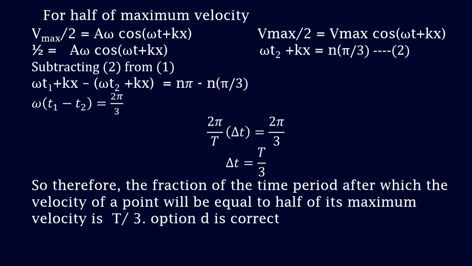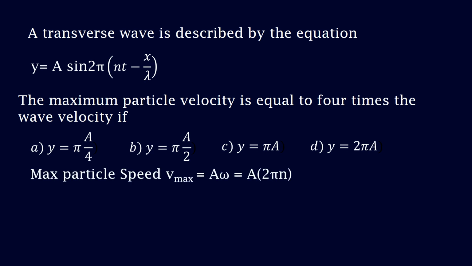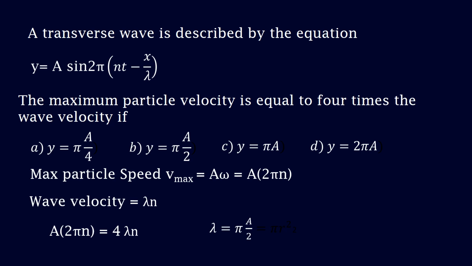In this question, the transverse wave is described by the equation y equals a sin of 2 pi n t minus x upon lambda. We are asked to find the wavelength when the maximum particle velocity is 4 times the wave velocity. Maximum particle speed Vmax is equal to a omega. Omega is 2 pi upon time. Therefore, Vmax equals a times (2 pi n). Wave velocity is given as lambda into n. Therefore, a times (2 pi n) equals 4 lambda n. Therefore, lambda is equal to pi a by 2.